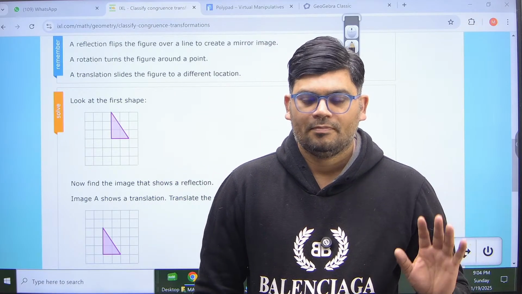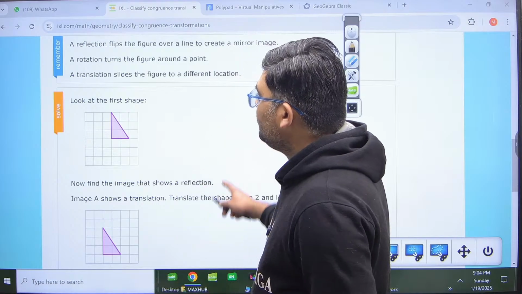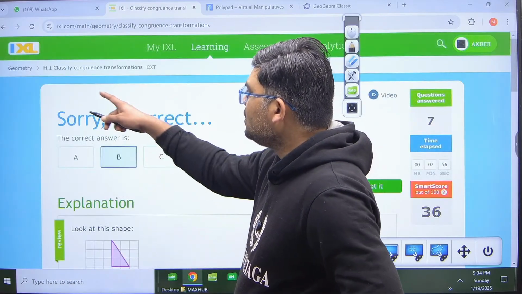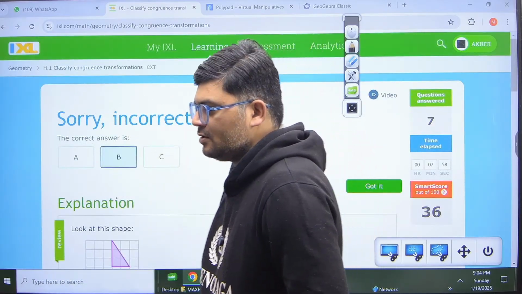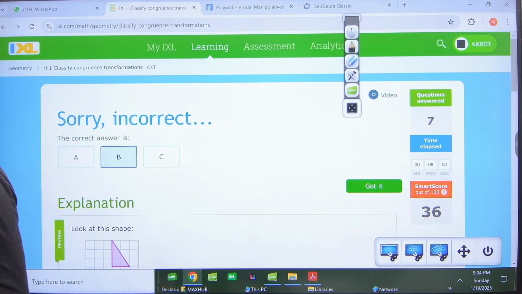Please do these sheets. This is in geometry H1, geometry X1, and then pre-calculus A. Okay.